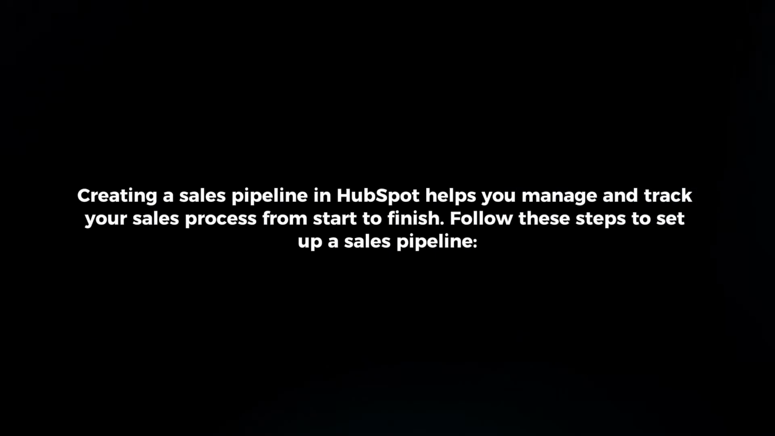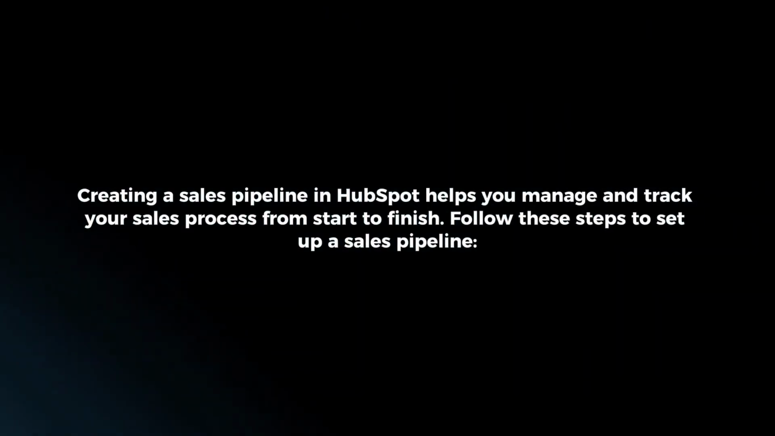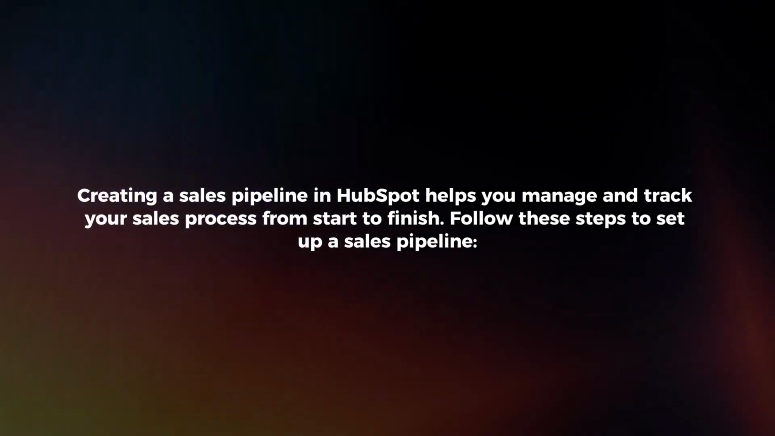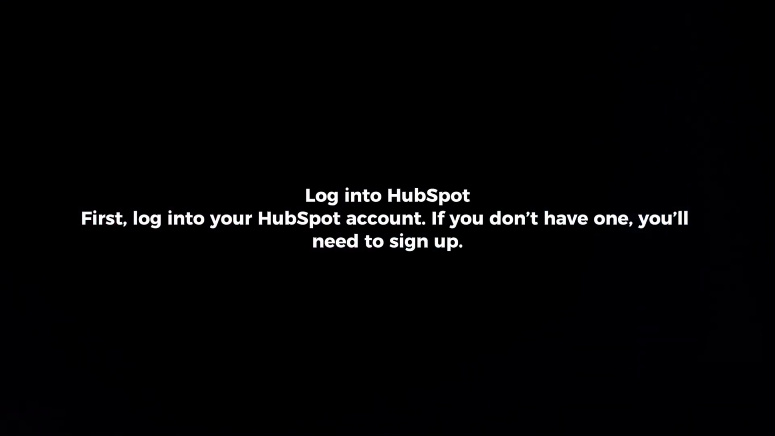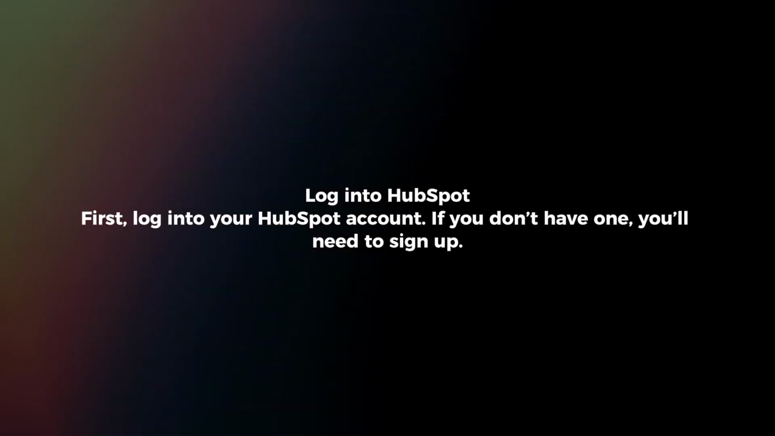Creating a sales pipeline in HubSpot helps you manage and track your sales process from start to finish. Follow these steps to set up a sales pipeline. Log into HubSpot. First, log into your HubSpot account. If you don't have one, you will need to sign up.